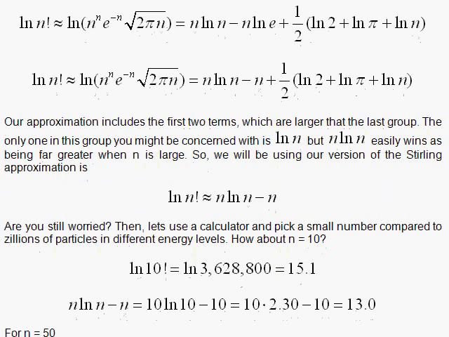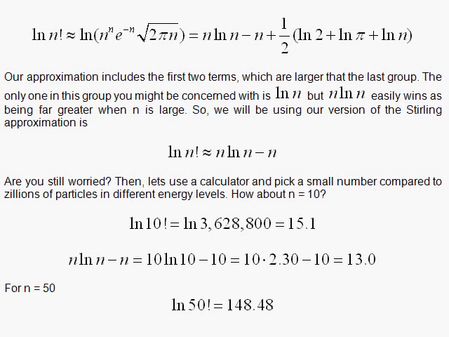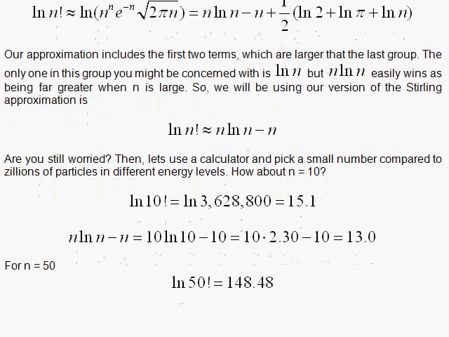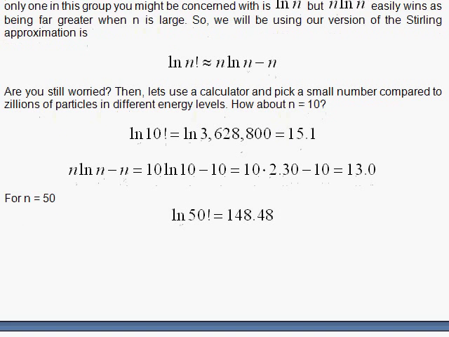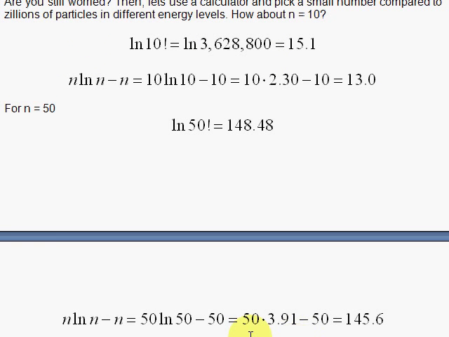So let's check it out here with a few numbers. I did that with the calculator here, and we find that if we use 10 for n, and 10 is way too small because we're going to be dealing with lots of particles here in our analysis with particles in a room bouncing around, you get 15, and then if you use the formula, you get 13. And if you try it with 50, we get 148.48 for the log of 50 factorial, and if we do it using our approximation, we get 145.6.